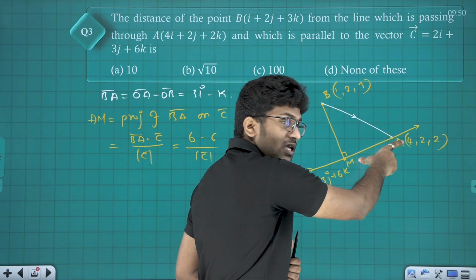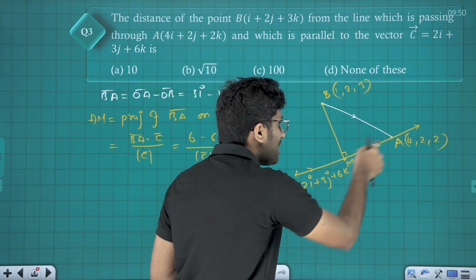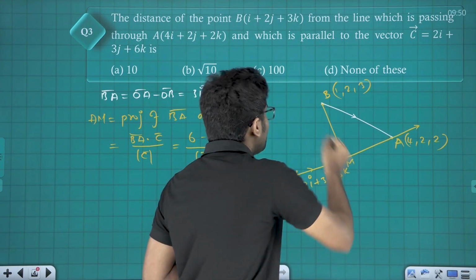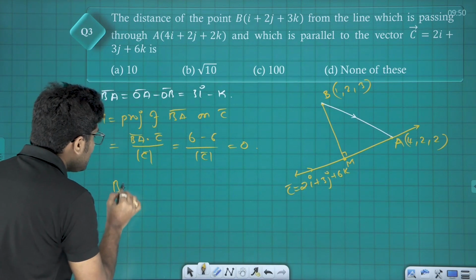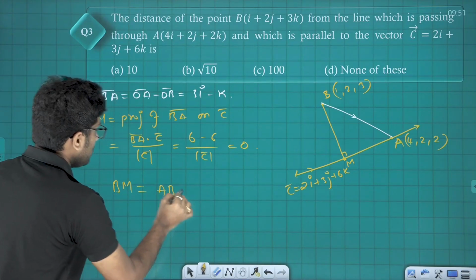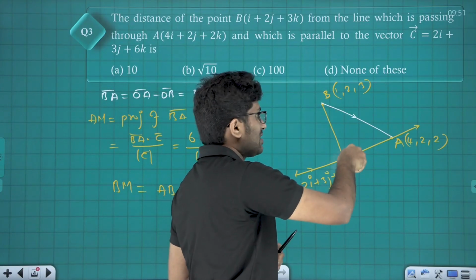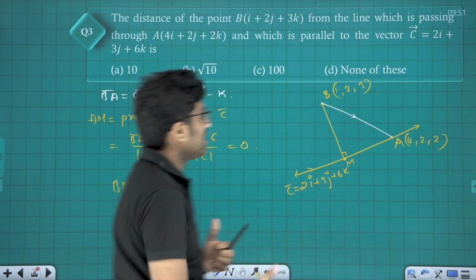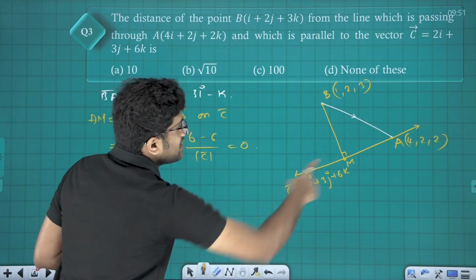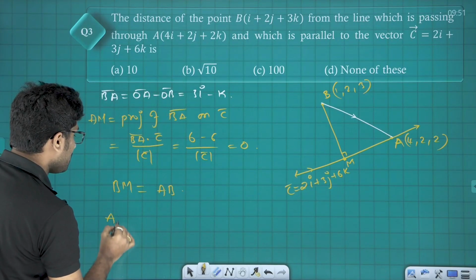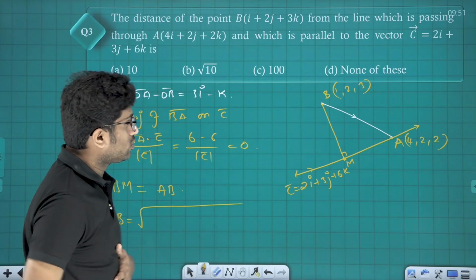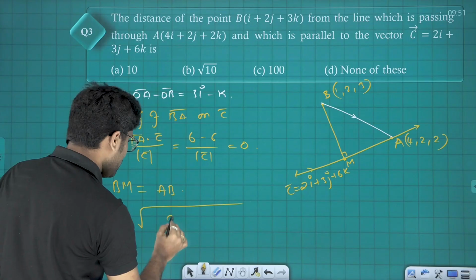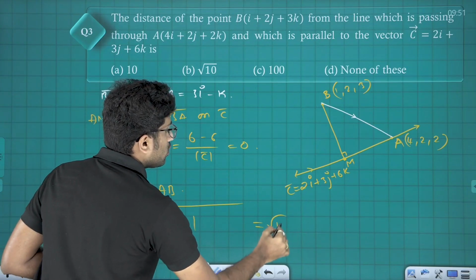AM is 0. If AM is 0, that means both points M and A will coincide. So the length BM is equal to AB only. So the perpendicular distance from point B to this line is nothing but BA only. Now BA will be perpendicular to the line C. Hence the distance from B to this line is nothing but the distance between the points A and B. So that becomes the square root of x2 minus x1 whole square, or the modulus of this: 3 square 9 plus 1. This is nothing but root 10.